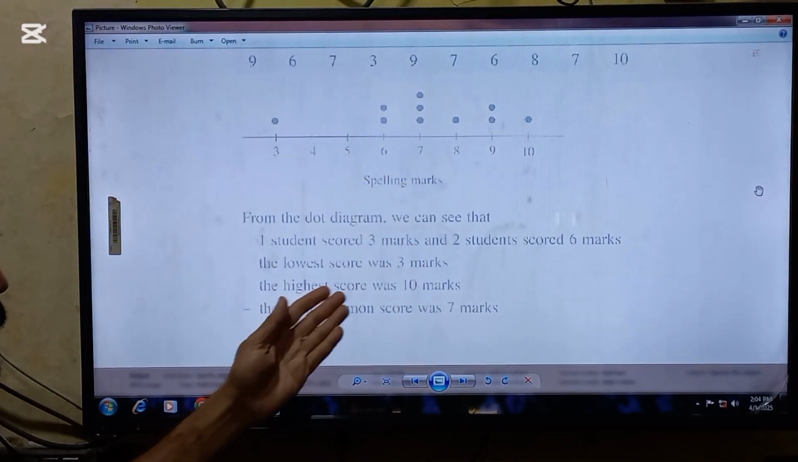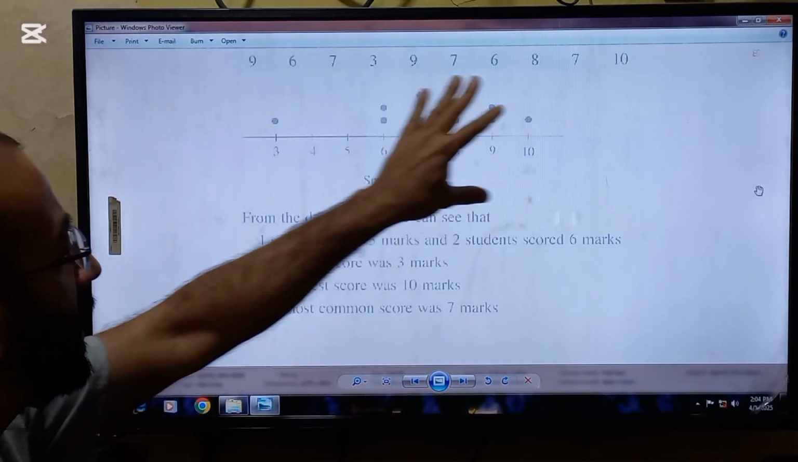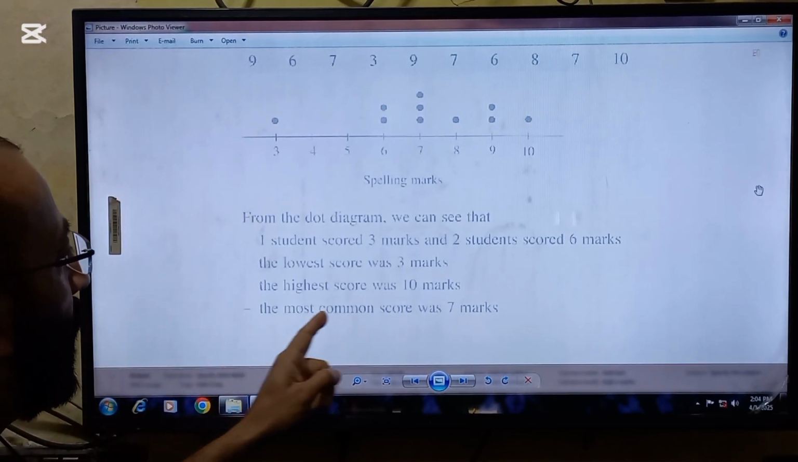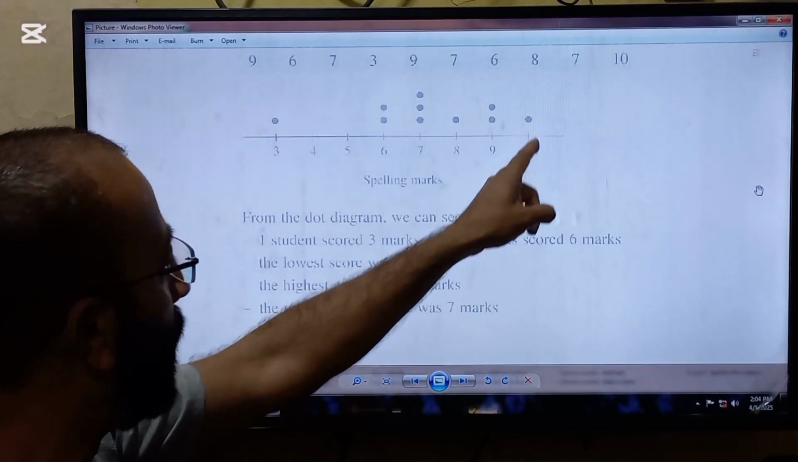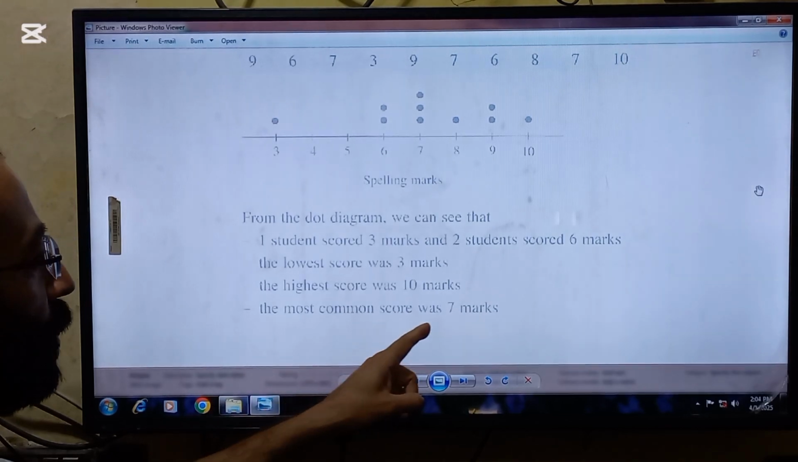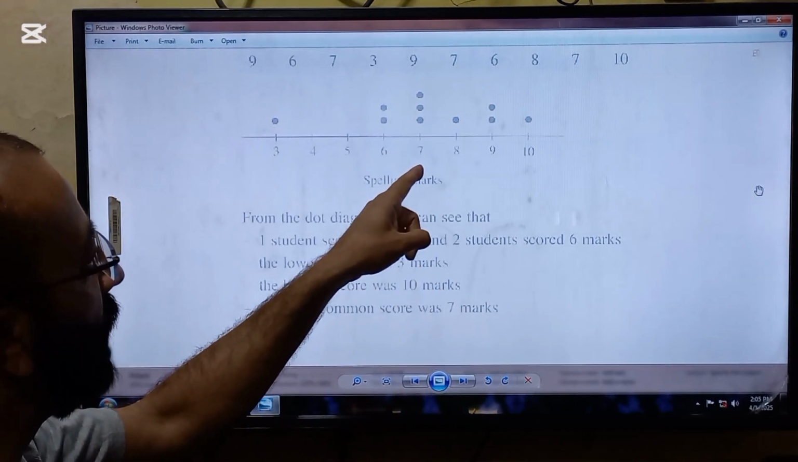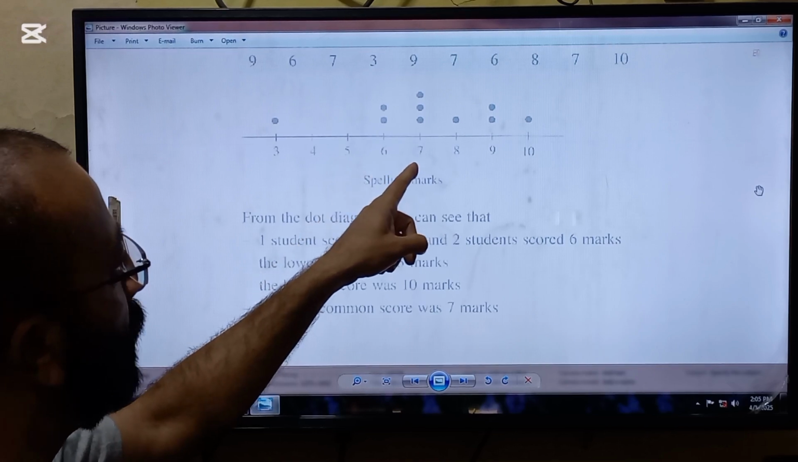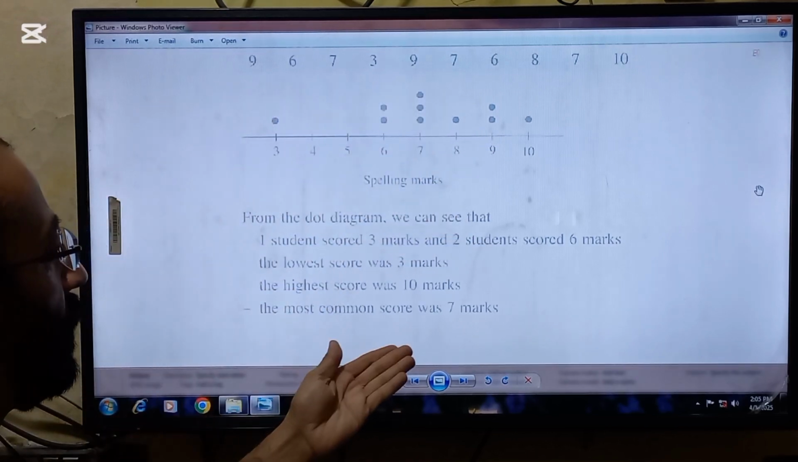The lowest score was 3 marks. So from the diagram, we can clearly see the lowest mark is 3 marks and the highest score was 10 marks. The most common score was 7 marks. On the 7 mark, we have 3 dots. It means 3 students have scored 7 marks. So this is the most common score.